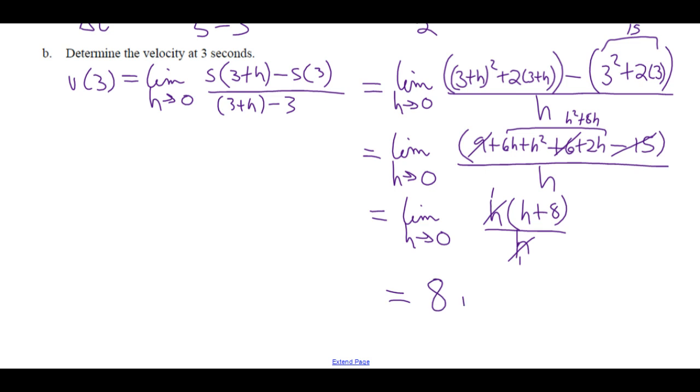And that's equal to 8 meters per second. So the instantaneous velocity at 3 seconds is 8 meters per second. That's how fast it's going at 3. We could do the same thing for 4 and 5 and 6, for any number, by substituting in 4, 5, 6, and so on.